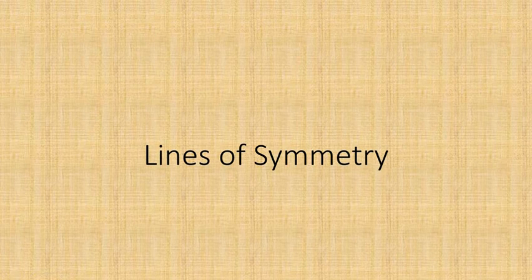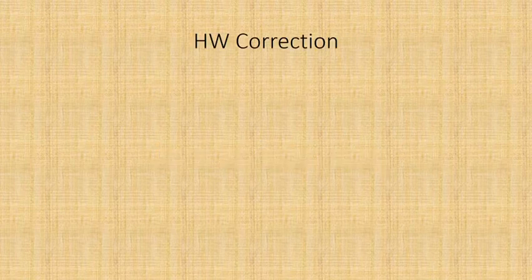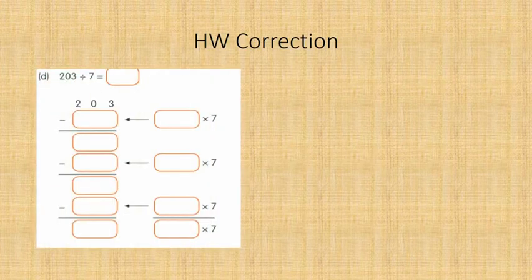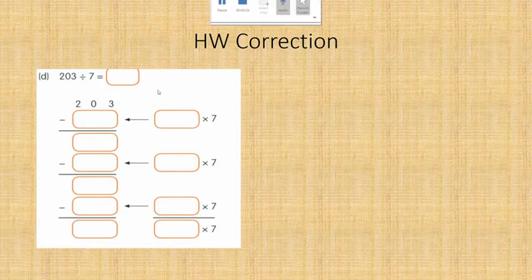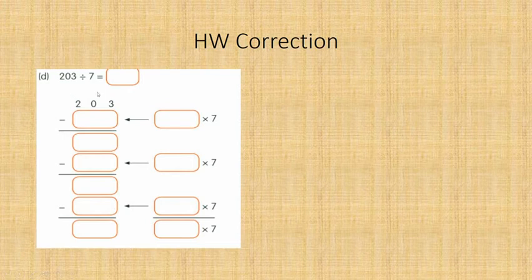But before we start this, I need to just make the homework correction as a recall for you. So let's start with the first question here. It's a division question: 203 divided by 7. As we said, we can do division in a lot of ways, like long division and repeated subtraction, like this one, as we were doing it like 3 days ago. Okay, so here, let's start.